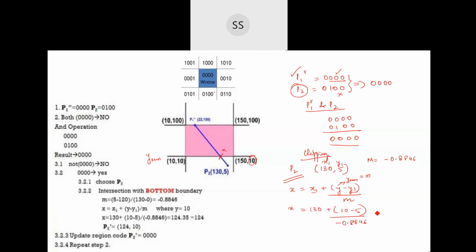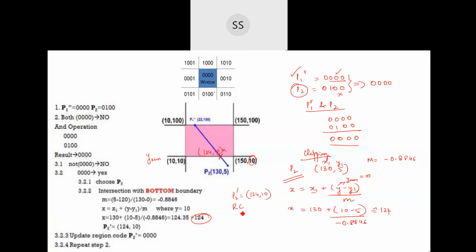So I can find the value of x is equal to 130 plus (10 minus 5) divided by minus 0.8846. This you get approximately equal to 124. So here I'll get the value as 124 comma 10. Because y value is y min, 10. So I've got that value. So what is my P2 dash value? I've got it as 124 comma 10. This is the value that I get.